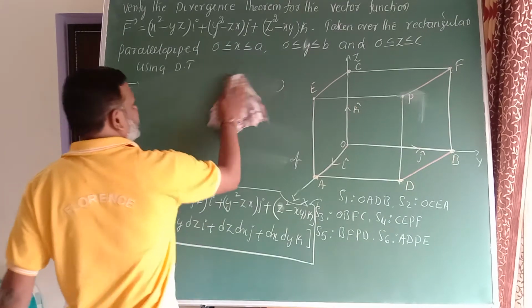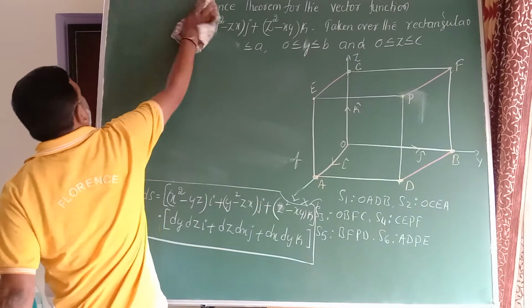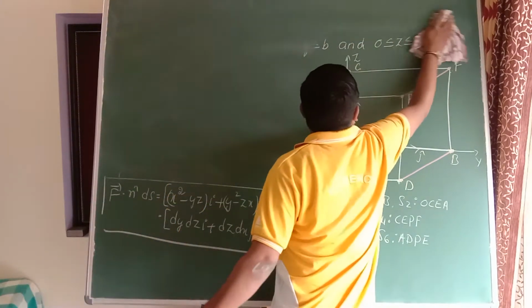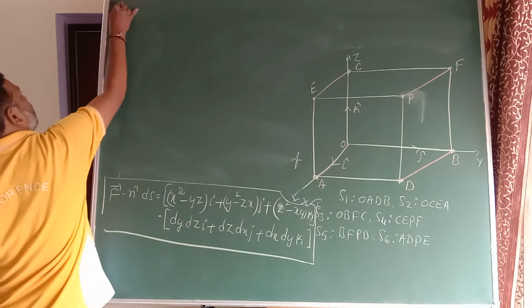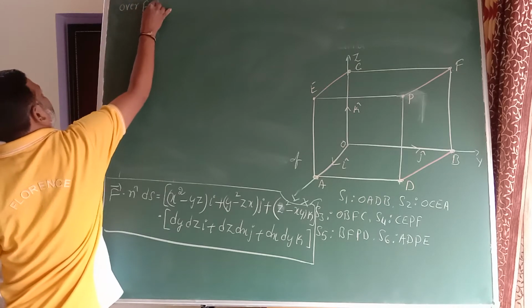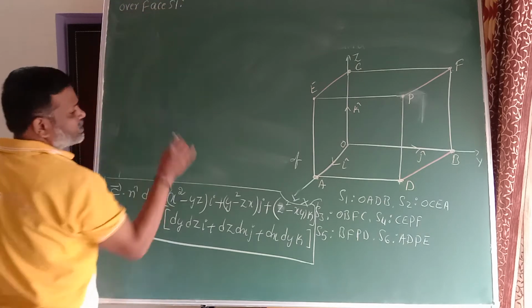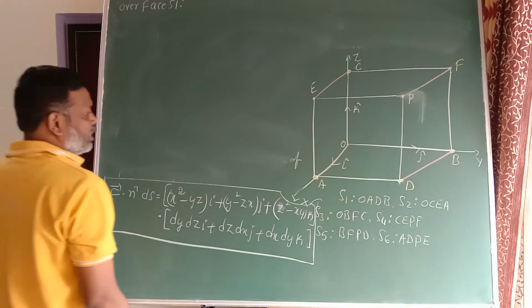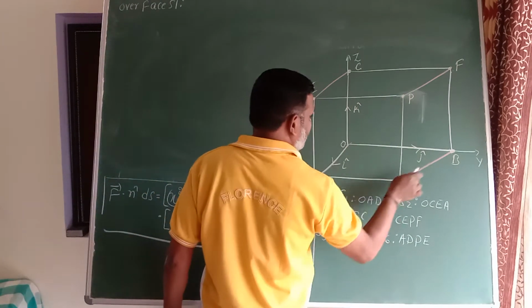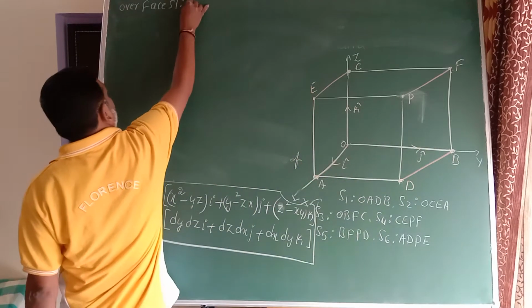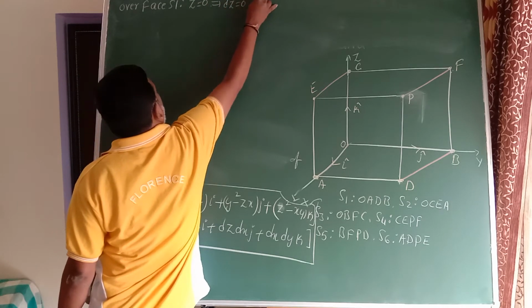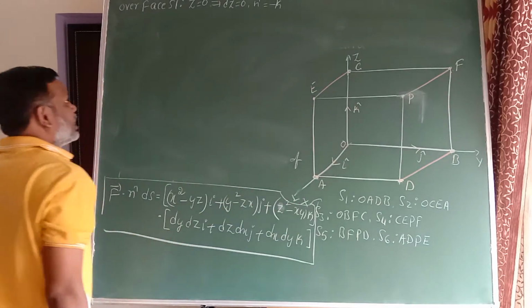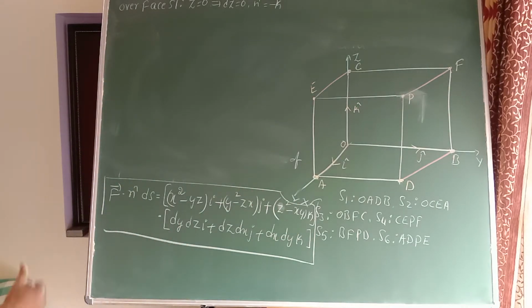Okay, evaluate the LHS. I can run the question here. Already you know the question. Now over face S1, what is S1? S1 is OADB. So along S1, there is absence of z, that means z is equal to 0, which implies dz is equal to 0, where n cap becomes minus k. That is opposite to that direction, because z is absent and it is in the reverse direction, the inside back side. So therefore minus k cap.